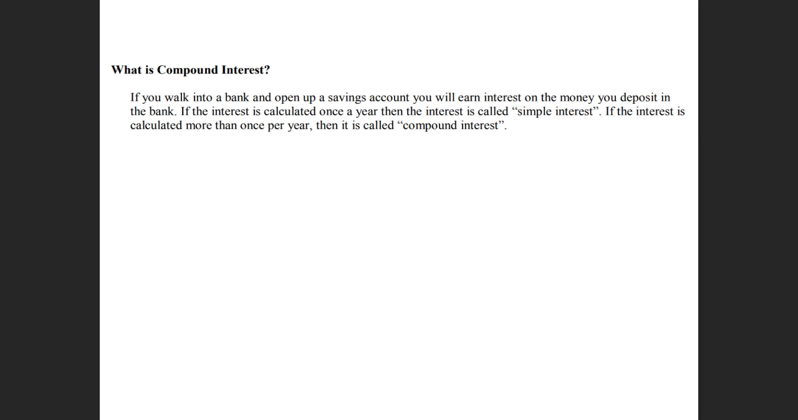What is compound interest? Okay, so now this is the majority of this week's material, compound interest. If you walk into a bank and open up a savings account, you will earn interest on the money you deposit in the bank. If the interest is calculated once a year, then the interest is called simple interest. If the interest is calculated more than once per year, then it is called compound interest.